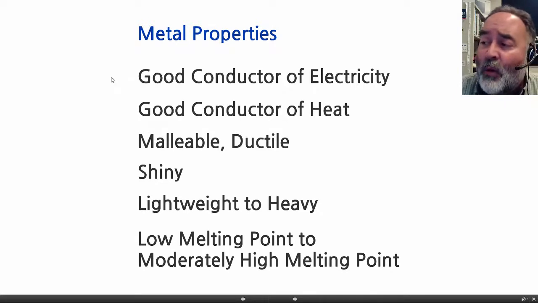If you give one metal an extra electron and it likes to donate in the first place, it's going to pass it along really, really quickly. Metals happen to be really fantastic conductors of electricity. Oh, by the way, they also have to be very good conductors of heat.